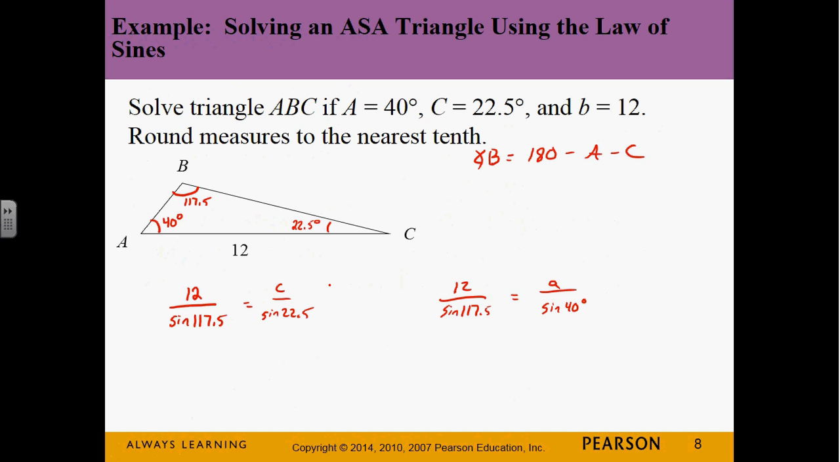So we multiply both of these sides by sine of 22.5. We get C equals whatever that is. And over here we multiply by sine of 40. And we get that A equals whatever that is. Y'all figure that out. Let me go get an actual calculator. My phone is not good.